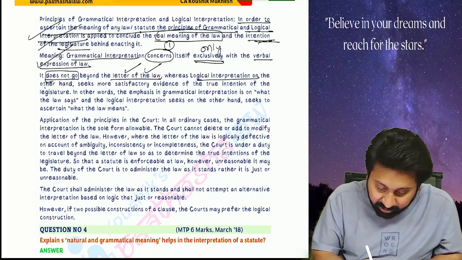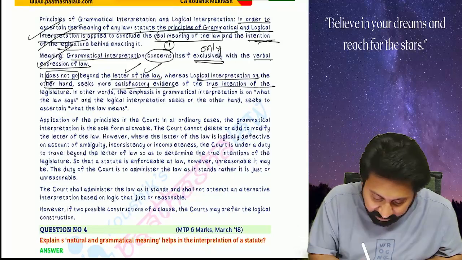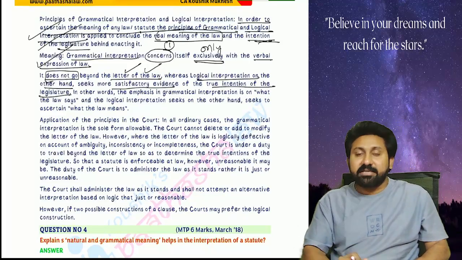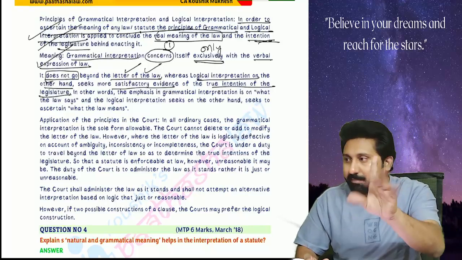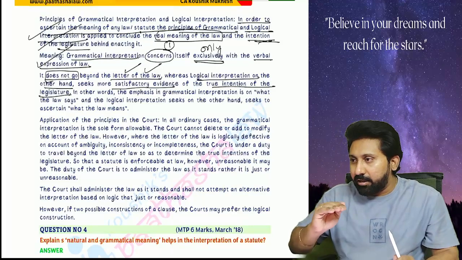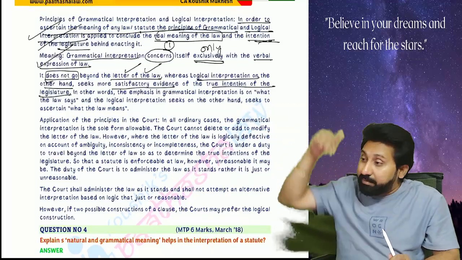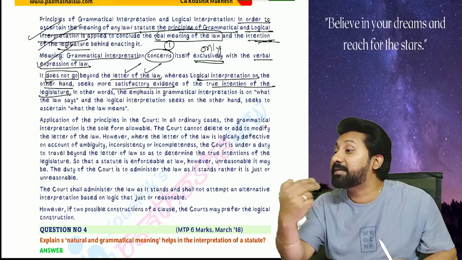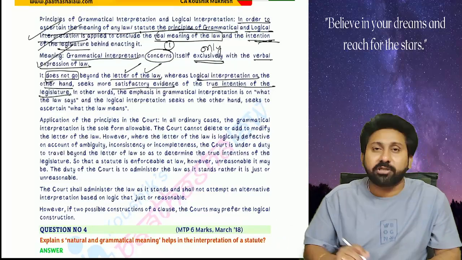Logical interpretation, on the other hand, seeks more satisfactory evidence of the true intention of the legislature. Just giving the verbal meaning of the word is grammatical interpretation. Understanding the intention of the legislature and giving the meaning accordingly, which may sometimes not be as per the verbal expression of law, is called logical interpretation.